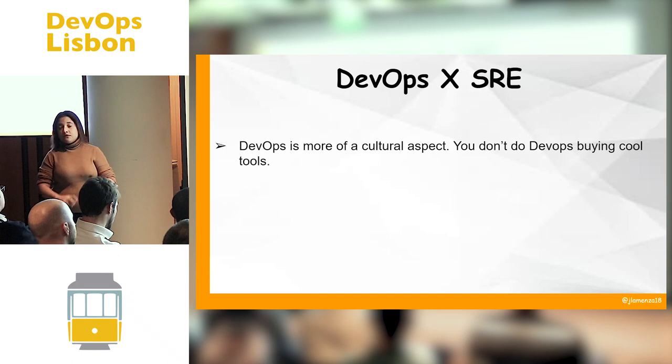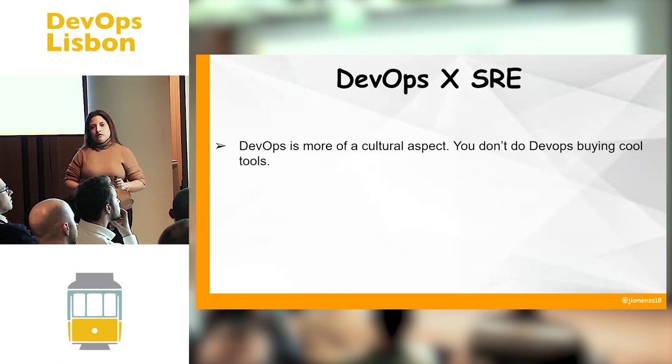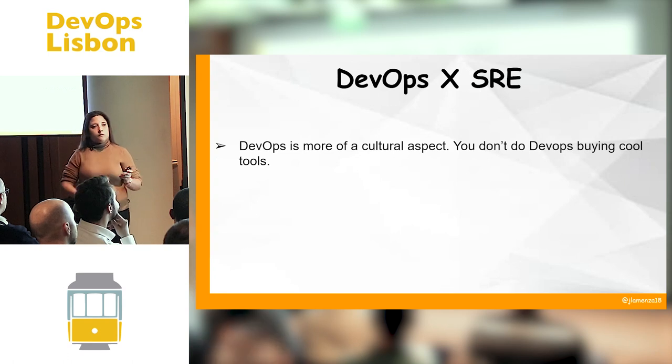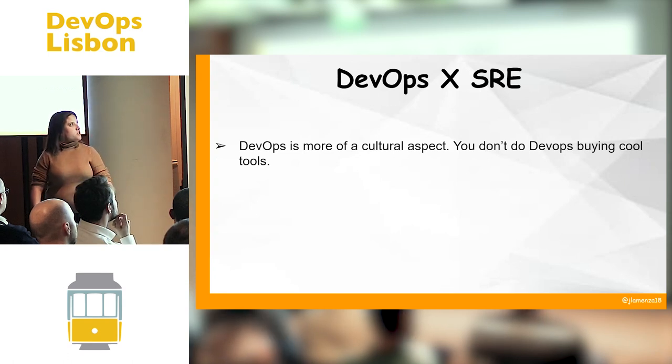As I told, DevOps is really more about culture. It's about mindset. You don't buy DevOps by buying cool tools. So it's not like, oh, I have GitHub, I have Jenkins, I have Grafana, I have a lot of cool tools, and now I have a DevOps team. I don't think so. You have cool tools, that's it. If you don't have culture, you don't really have DevOps in your organization.